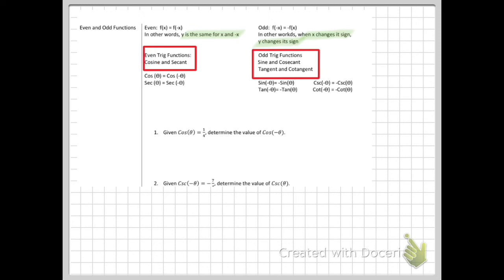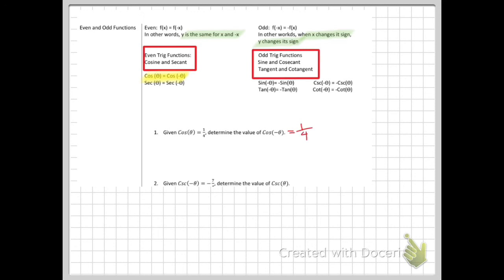So we're going to use this a lot more in chapter 5, but we're going to introduce it right now. So if I know cosine theta equals 1/4, what would cosine negative theta equal? Well, right here, since cosine is even, cosine of theta and cosine of negative theta are the same thing, so it would still be 1/4.